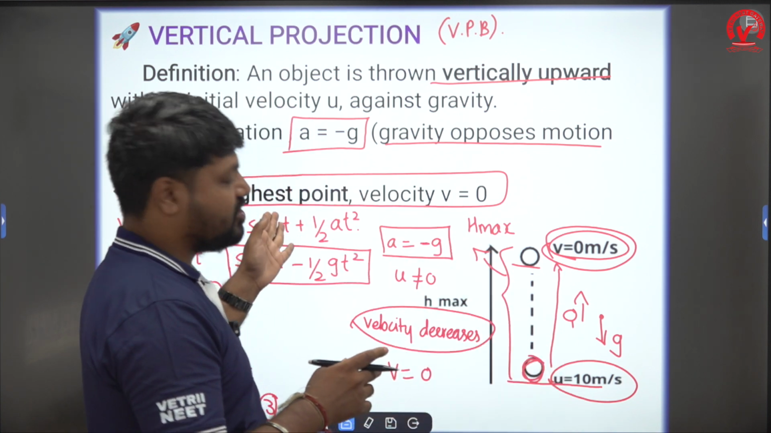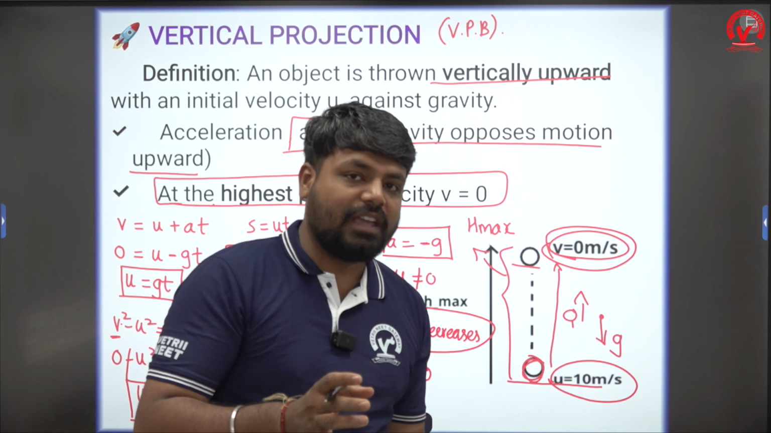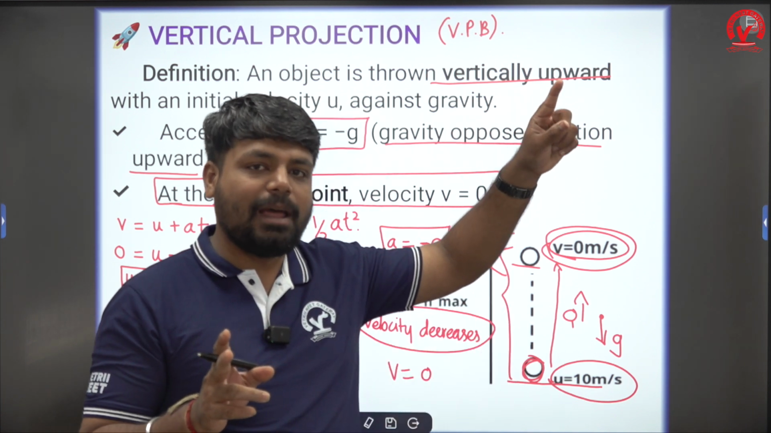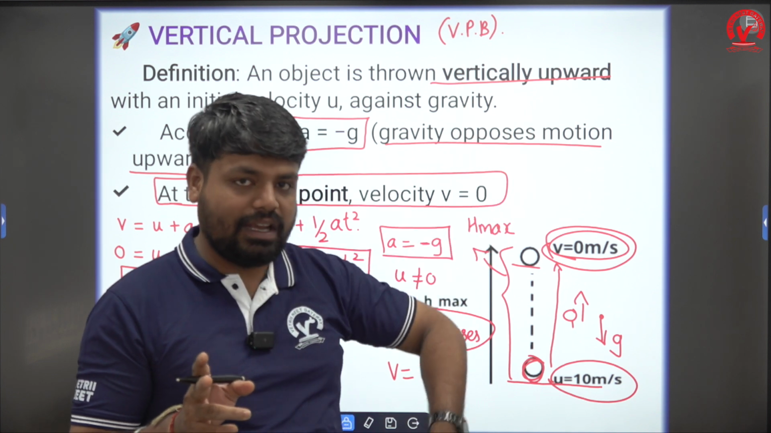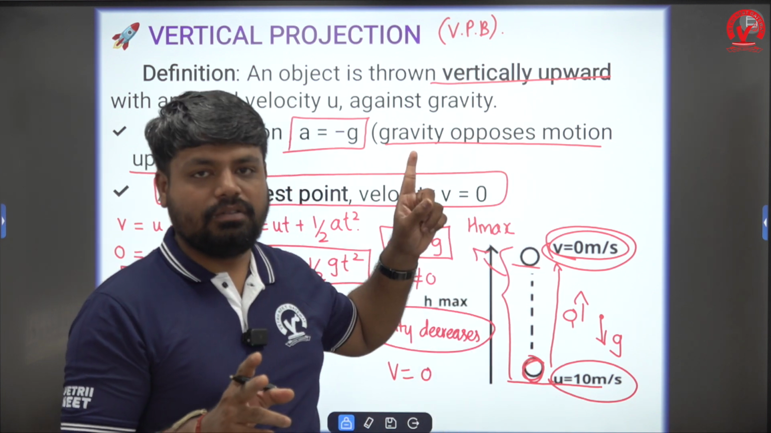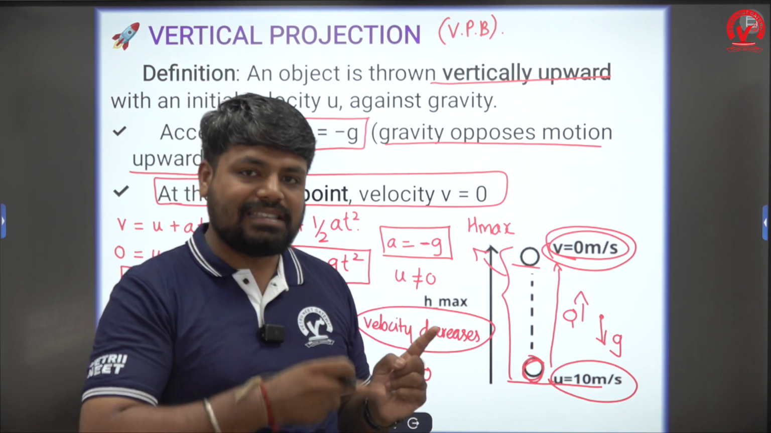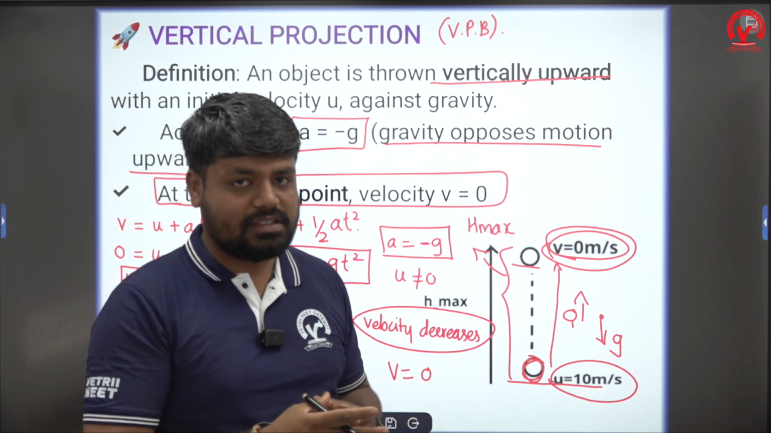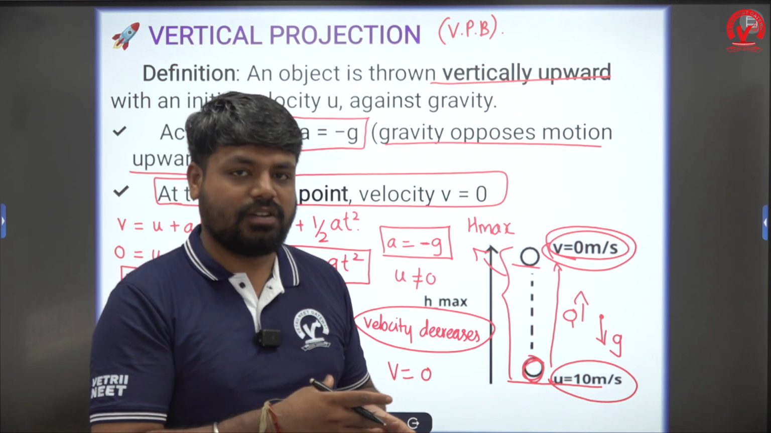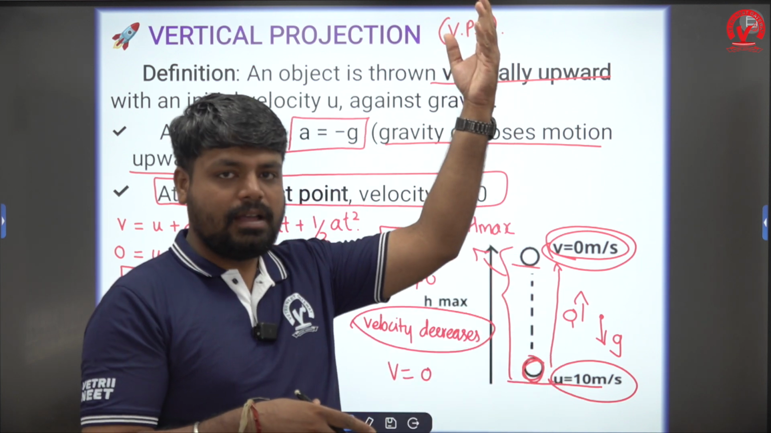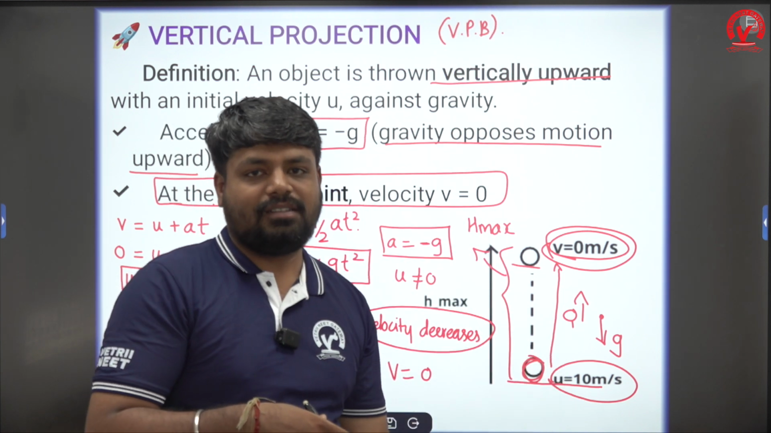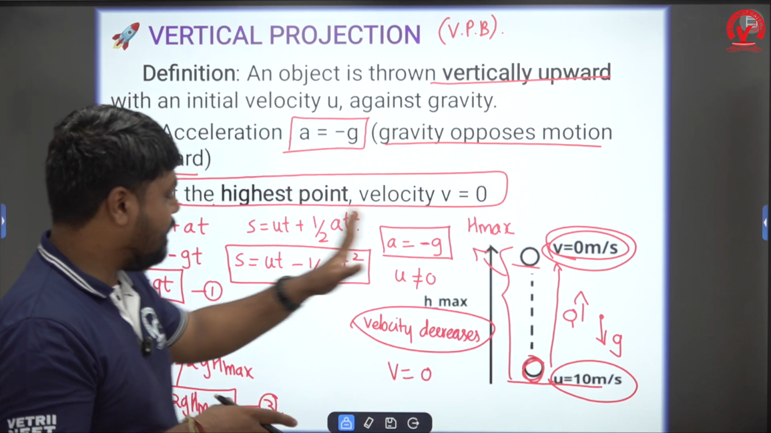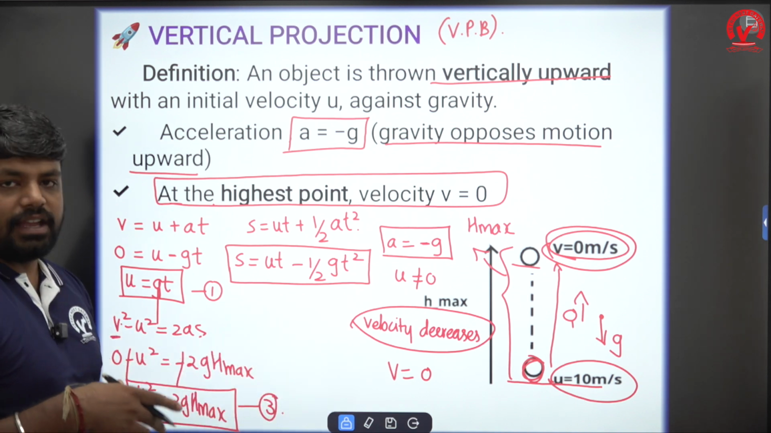In case of vertical projection, keep in mind that you need to give some initial velocity to move upward, so u is not equal to 0. At the maximum height, the velocity becomes 0, so only at maximum height the final velocity becomes 0. And the very important point here is that acceleration due to gravity is opposing the motion. How? The motion of the body is upwards, but gravity attracts downwards. Both are in opposite directions, so we put a is equal to minus g. Apply these two concepts in the kinematic equations, then you can get this.